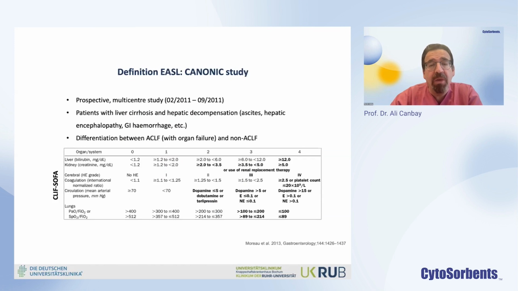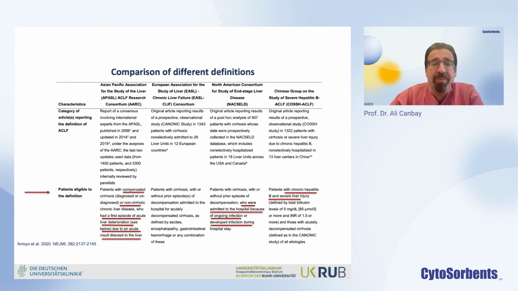So the EASL definition came from the CANONIC study, which was prospective and multi-center, from February 2011 to September 2011. Patients with liver cirrhosis and hepatic decompensation, that means ascites, hepatic encephalopathy, GI hemorrhage, and then differentiation between ACLF with organ failure and without organ failure. You can see here liver, kidney, what I showed you, and also impairment of the respiratory system. So we have different definitions, which makes it really difficult to understand the definitions of EASL, the North American Consortium, the Chinese group, and even APASL.